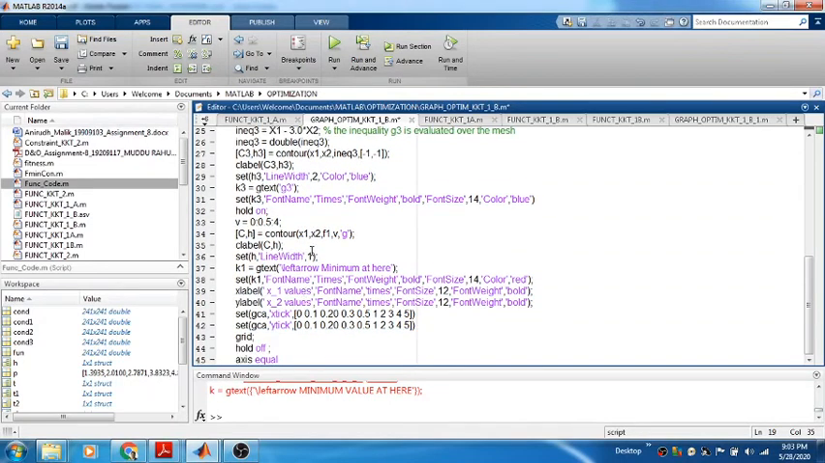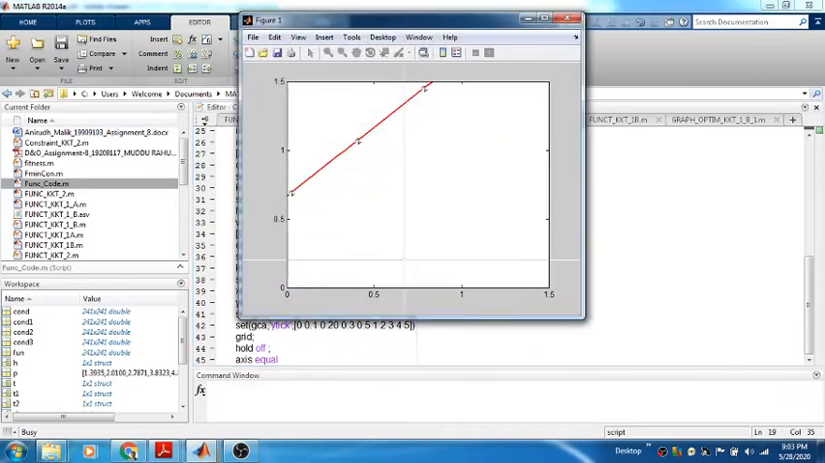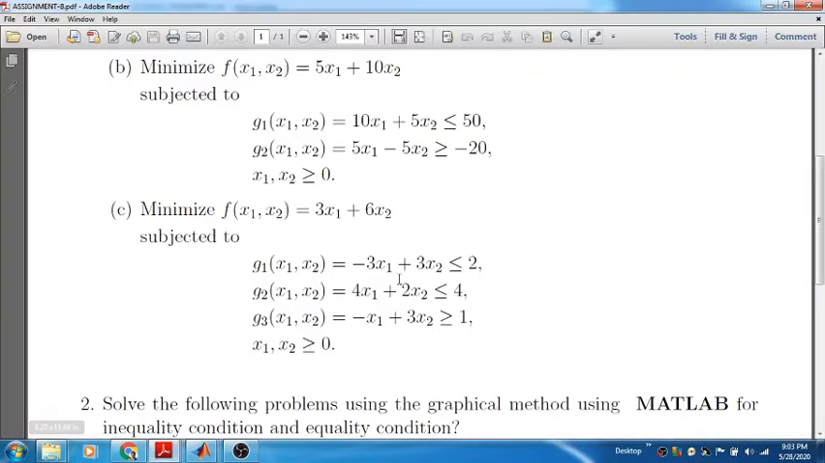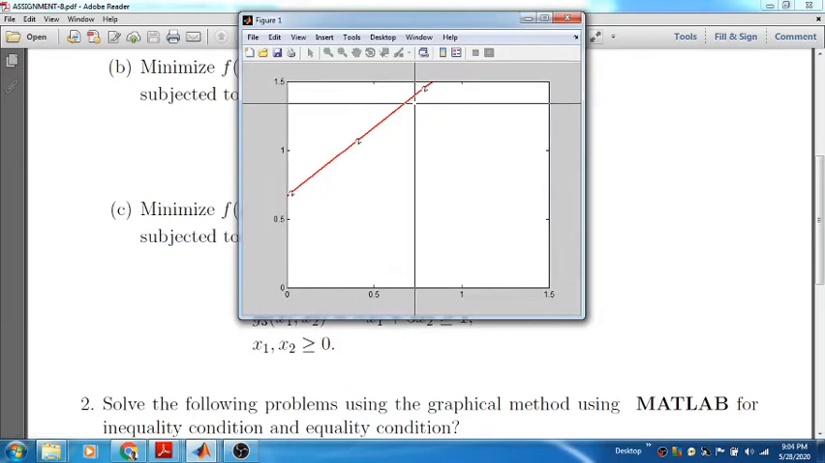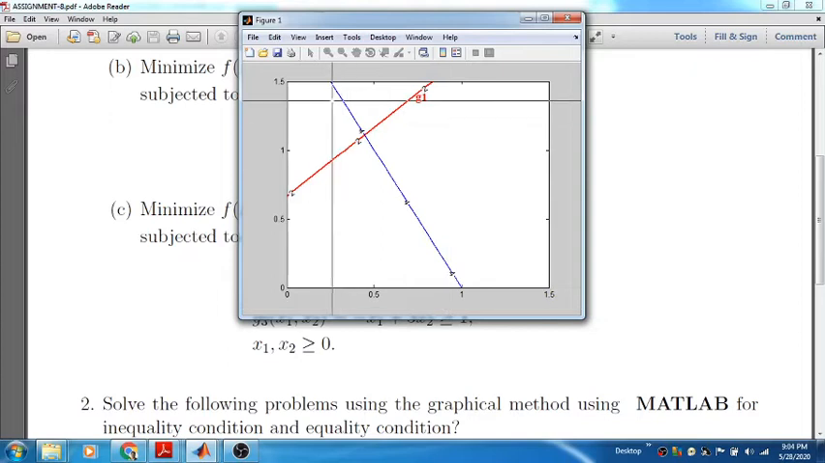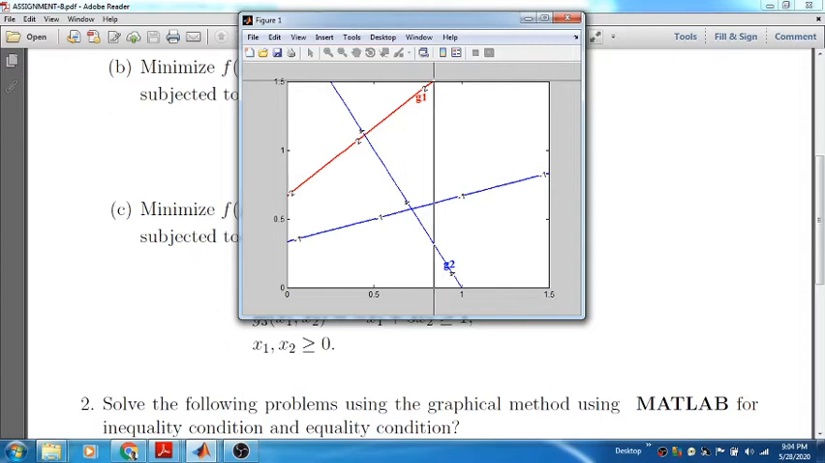So let's run it. Now if I run it, this function shows the first constraint, that is g1. You can see here, g1 is less than 2. Yeah, this is your g1, so I can put the name g1 here. Now this is your g2, and the domain for the red one, that is g1, is feasible for this one.